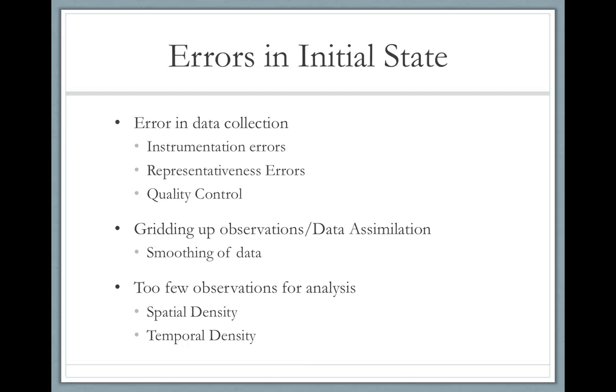Even if our data was perfect, we then have to grid up these observations at discrete points. That inherently smooths some of our data, and this data assimilation process can introduce errors as well. And so in the end, we have too few observations for our analysis, both spatial density and temporal density, which are real limitations to our initial state predictions.